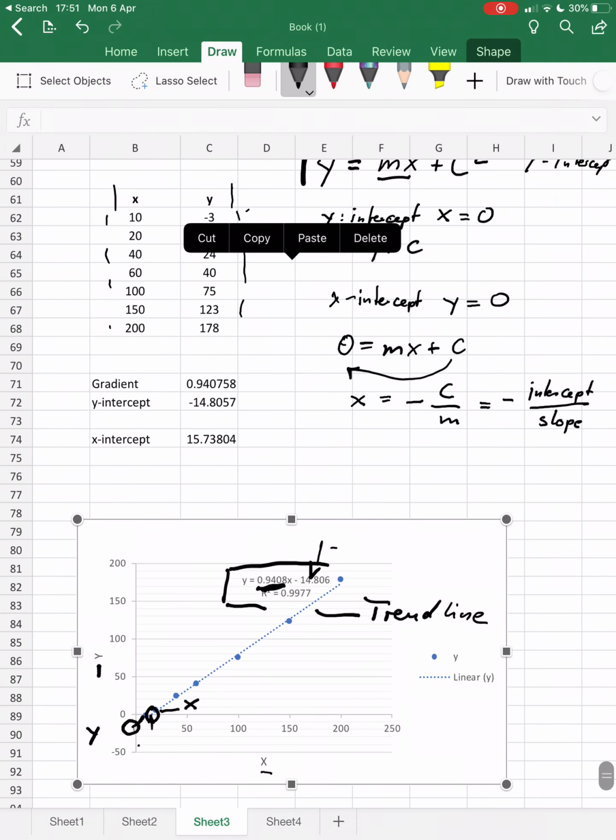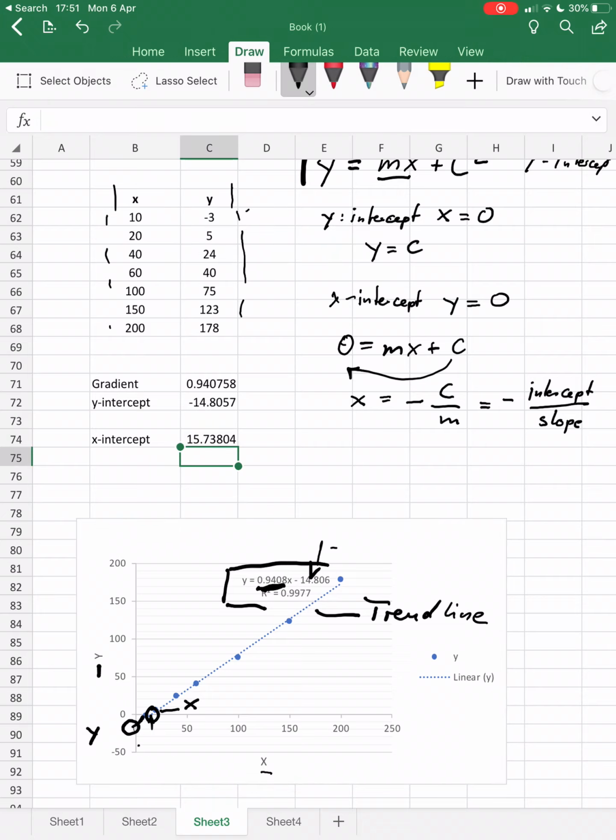So these are two really important functions: the slope function here and the intercept function in Excel. If we don't or cannot do the scatter plot with a trend line and the equation, then always go for slope and intercept. And if you need to find the x-intercept, then you have to do it anyway by dividing the intercept by negative slope.